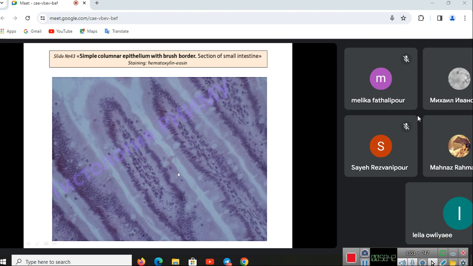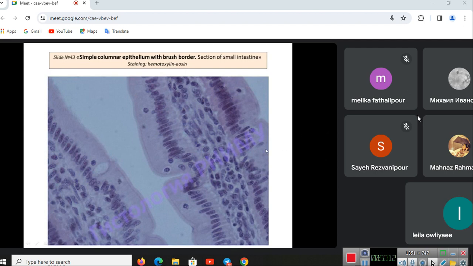Brush border is this thin line covering the apical surface of these cells. In the layer of this epithelium, we can see white bubbles, and these white bubbles are actually the cytoplasm of goblet cells filled with mucus. Mucus is not stained with eosin or hematoxylin, and it stays unstained. And these are cell nuclei of goblet cells.